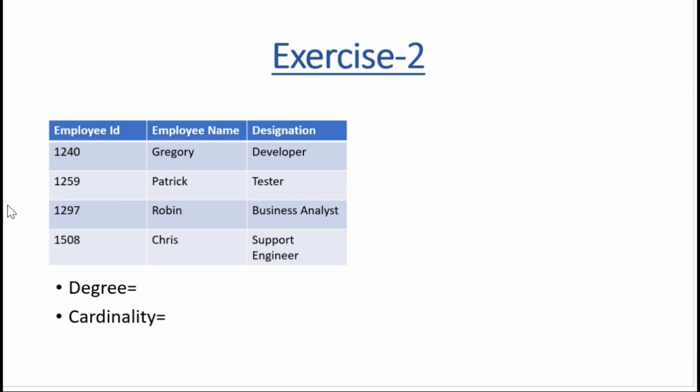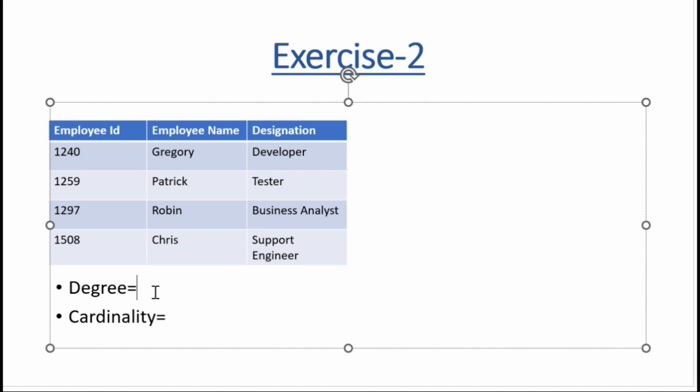Now if I go to this table, how many do we have? 1, 2, 3. The degree is again 3. How much is the cardinality? 1, 2, 3, 4.